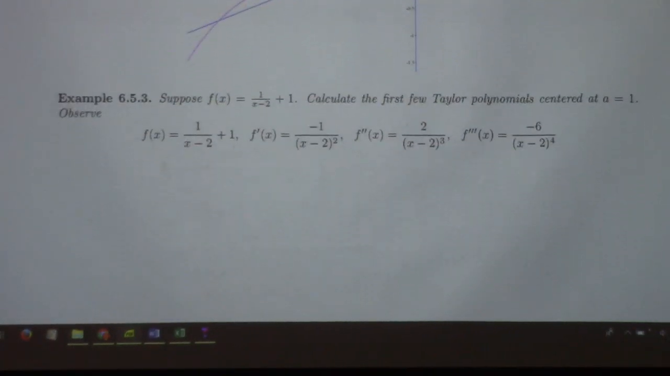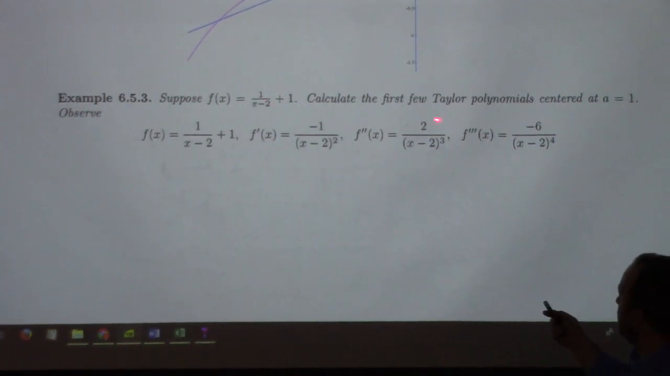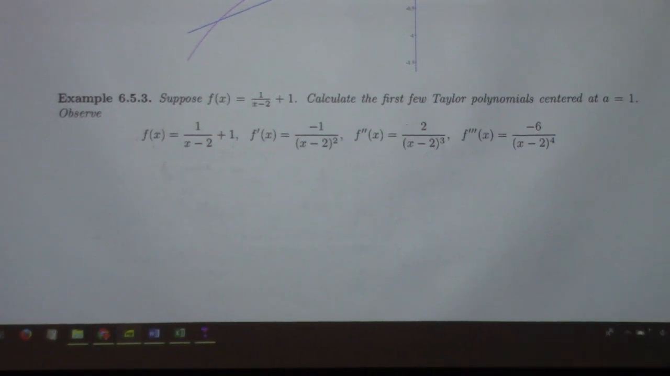Here's another one. I can find the first few Taylor polynomials centered at 1 for this function, all right? And so I differentiate, differentiate, differentiate, and then I'm going to plug in 1 and see what happens.